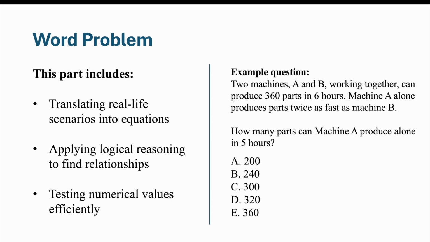Here I also provided you with an example question of 2 machines, A and B, working together can produce 360 parts in 6 hours. Machine A also produces parts twice as fast as machine B. How many parts can machine A produce alone in 5 hours? Take your time if you want to solve this. I will just solve it in 5 seconds. 5, 4, 3, 2, 1. The solution is A, 200 parts.